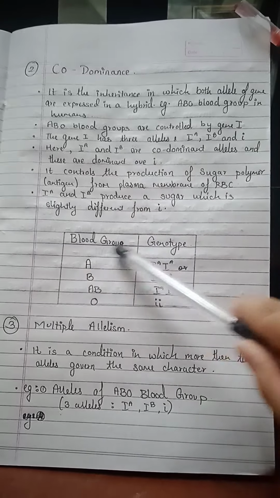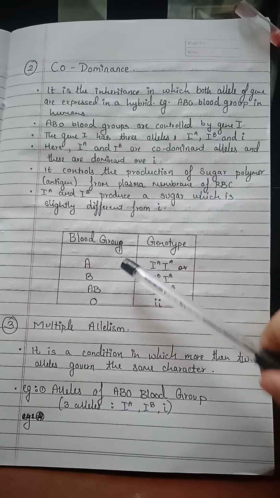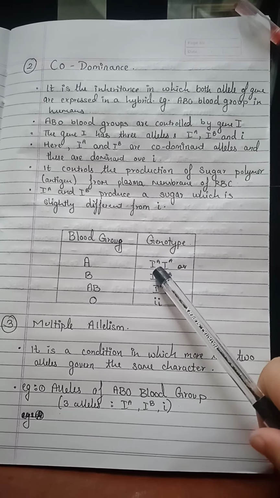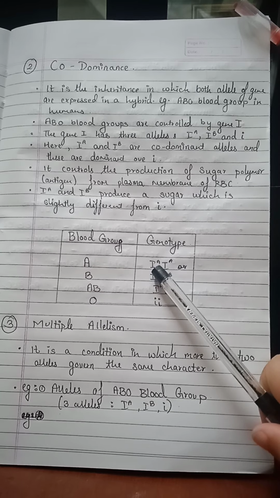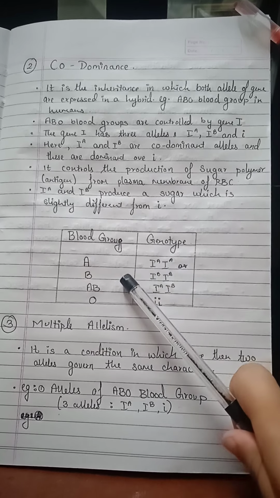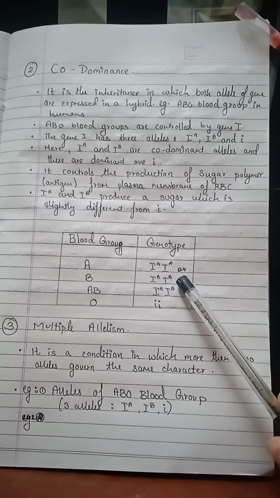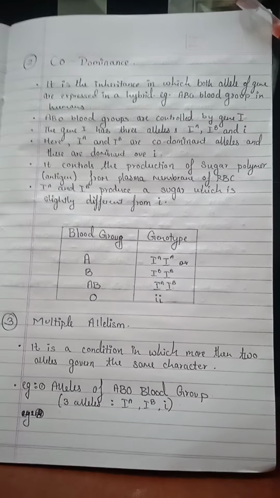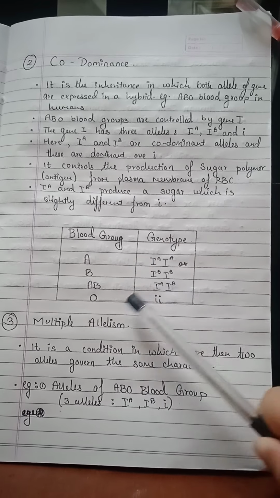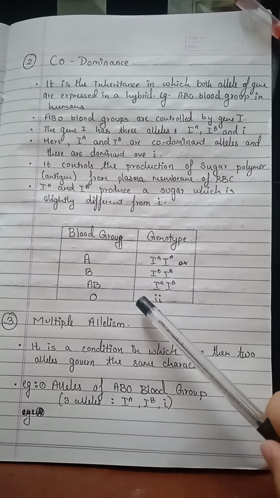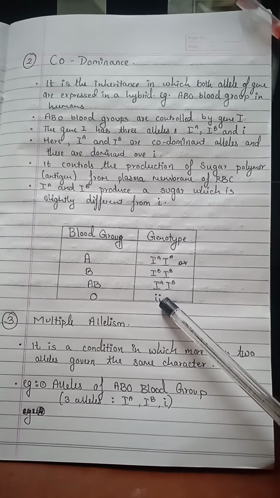Let's see the blood groups and their genotypes. A blood group has a genotype of IA IA or IA i. Blood group B has a genotype of IB IB or IB i. AB blood group has a genotype of IA IB, and O blood group has a genotype of small i small i.